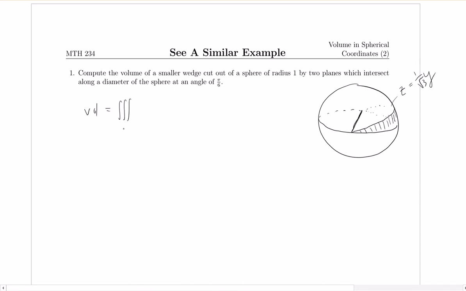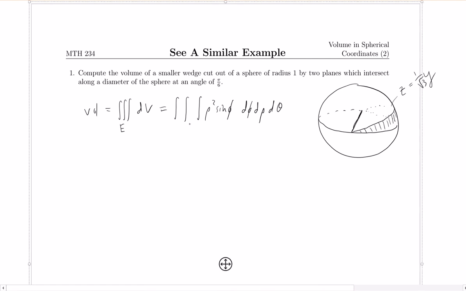As always, the volume of a region is just the integral of 1 dV, where dV is rho squared sine phi. And I want to do this order: d phi, d rho, d theta. So let's do the outer two first, since those are easy. Rho goes from 0 to 1, just because we're in the sphere of radius 1. Theta, as you can see, since we're only doing half of the sphere, only the right half and nothing on the left, goes from 0 to pi.